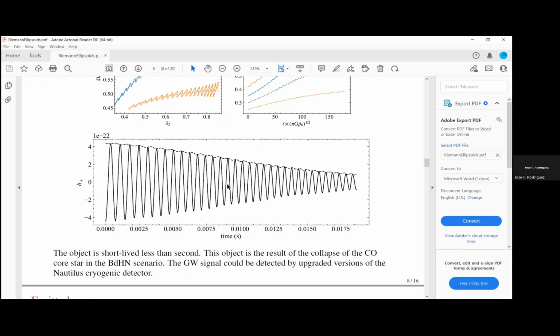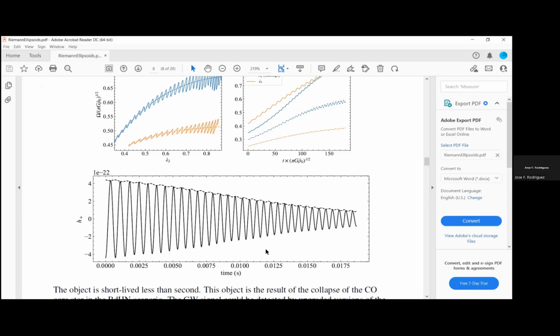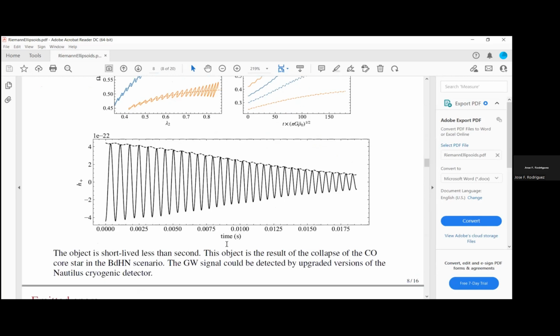Next, since we have the exact evolution, we can compute the gravitational wave from the Newtonian quadrupolar expression, and we can see that the gravitational wave amplitude is of the order of 10 to the minus 22 for an object located at 1 megaparsec. The one conclusion that we can extract from this analysis is that the object is very short-lived, less than a second. In less than a second, it reaches the Maclaurin spheroid configuration and stops emitting gravitational waves.